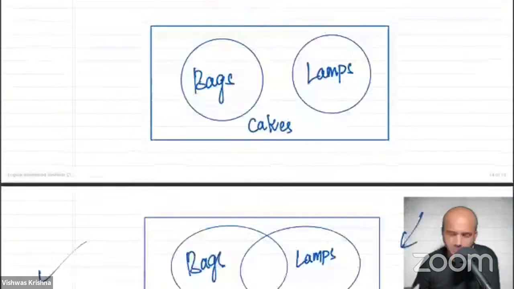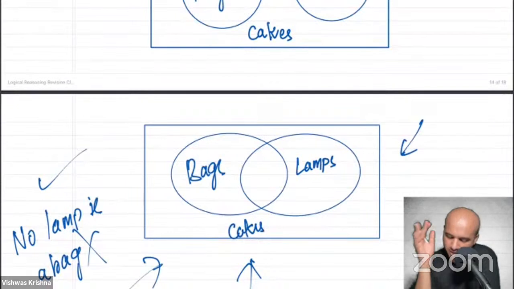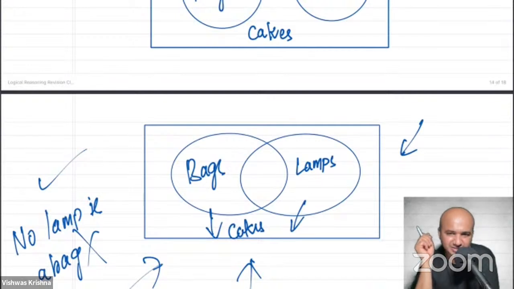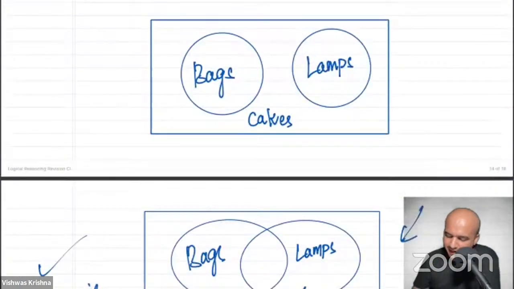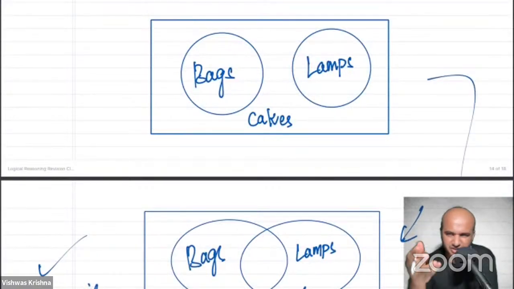Even in the second diagram, that particular statement is still being followed. All bags are part of this rectangle cakes, and lamps are also part of this rectangle cakes. There could be some intersection between bags and lamps that is not mentioned. That's why we have to assume and draw two different diagrams. Of course, in the exam, you don't have to draw all this. You'll have to just work it out in your mind.